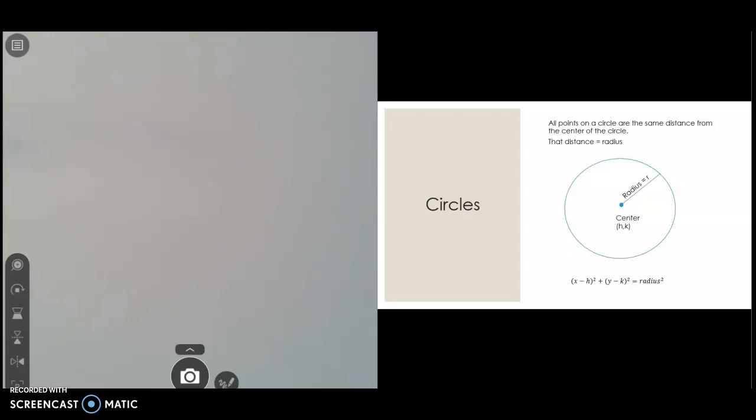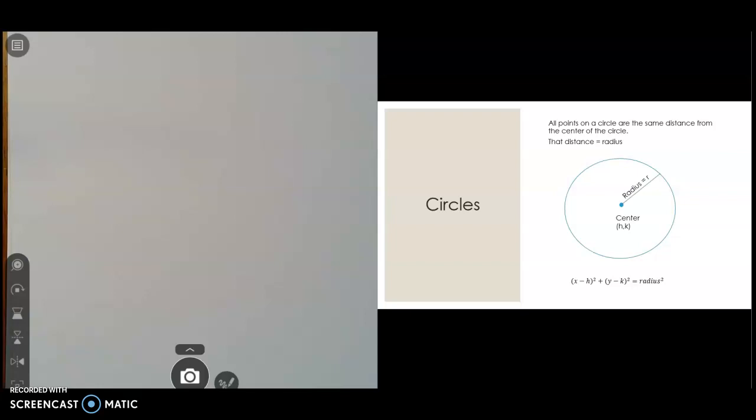Welcome back to section 10.3. The last thing we're going to look at, I promise, in this section is circles. So, circles. All the points on a circle are exactly the same distance from the center of the circle. And that distance away from the center is called the radius.